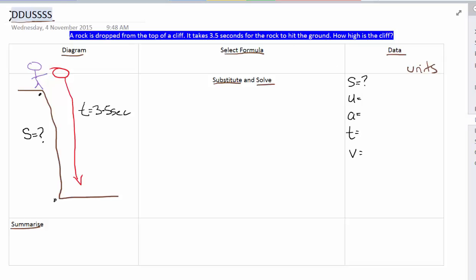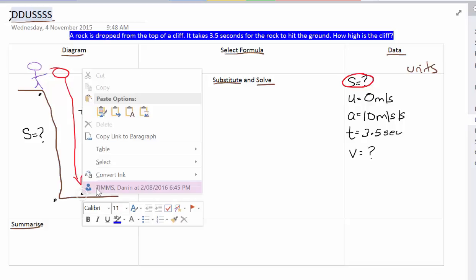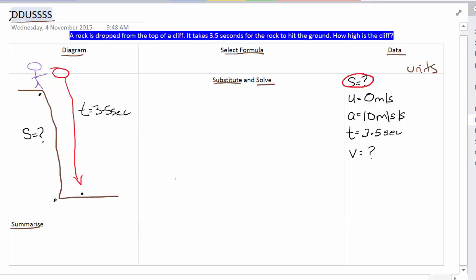So the first thing we're going to do is put down our letters S-U-A-T-V, and the S we don't know, and because we not only don't know it, but it's the one that we're going to try and figure out, I'm going to put a red circle around it. So S we don't know. U I know, just from practice, is 0 meters per second. A, well, it's on Earth, so it's 9.8 meters per second squared, but for the sake of this video we'll make it 10. The time in the question is 3.5 seconds, and the velocity when it hits the ground, well, we don't know that, that's the velocity at that instant just before it hits the ground, and we don't know that.